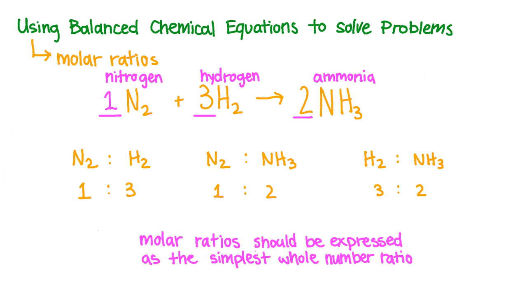It didn't come up in this example, but it's worth pointing out that molar ratios should always be expressed as the simplest whole number ratio. So for instance, if we ended up with a molar ratio of 2 to 2 from looking at our equation, we would actually want to express this molar ratio as 1 to 1, since 2 to 2 can be reduced further by dividing it by 2.